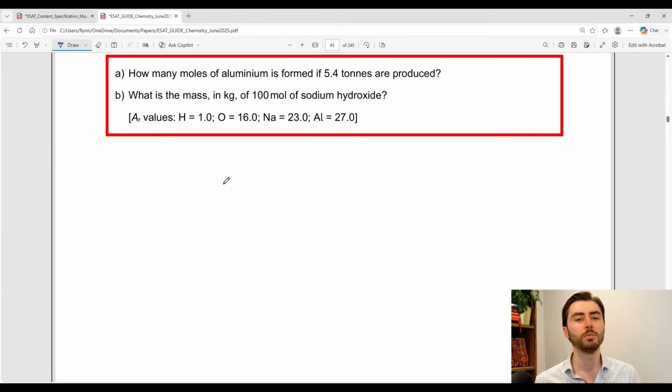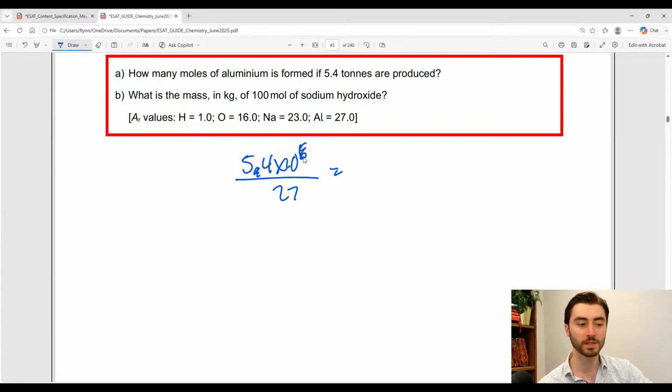How many moles of aluminum is formed if 5.4 tons are produced? So 5.4 tons, that's 5.4 times 10 to the 6 grams. So it's mass over molar mass. So that's 54 times 10 to the 5.